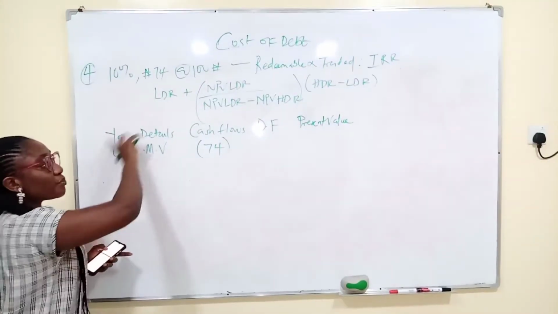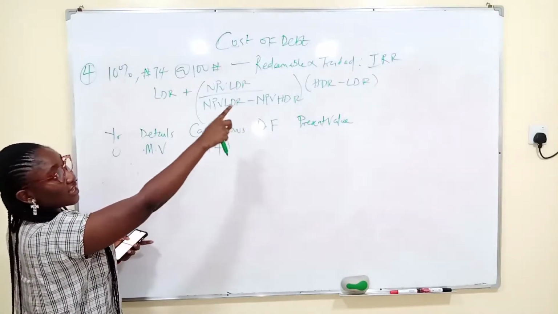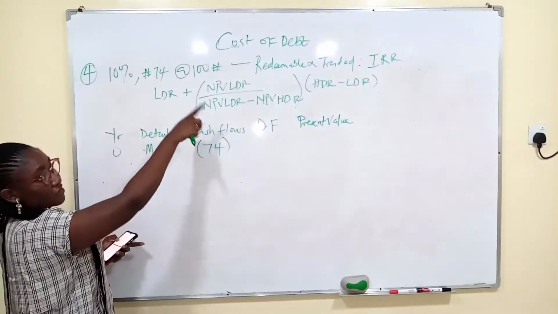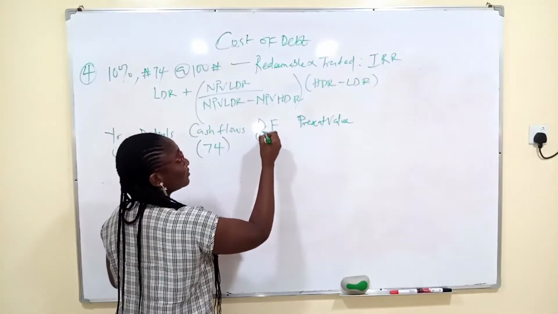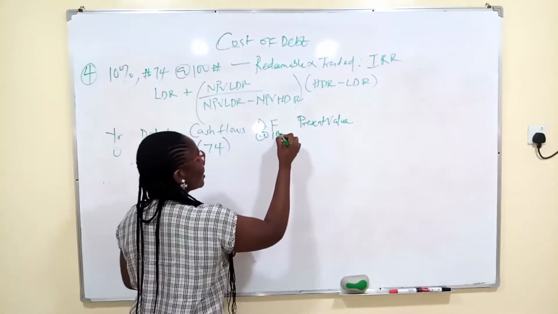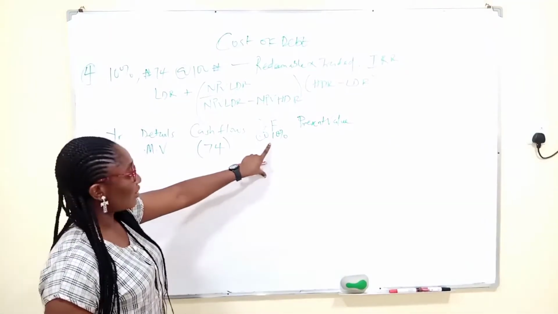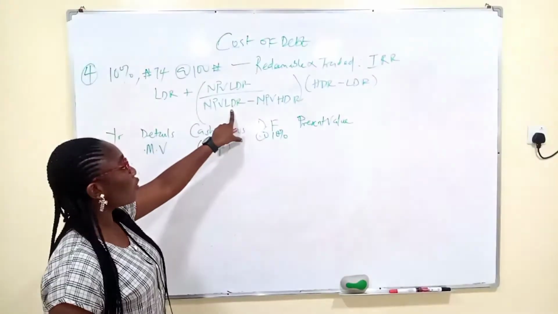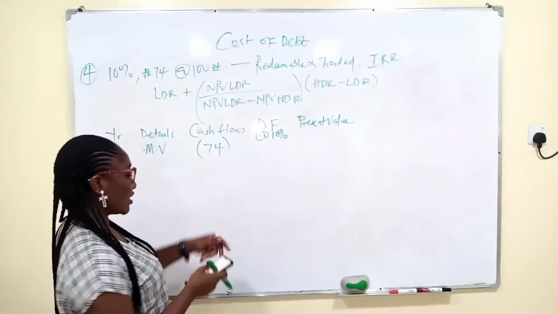Does it make sense? From the point of view of the investor, we are trying to determine IRR, because IRR is the cost of debt for a redeemable and traded debt. So the discount factor will always start at the coupon rate, 10%. This one will be assumed, so you always start from here. You don't know whether it is the lower rate or the higher rate until you get your NPV. So just keep following the class.